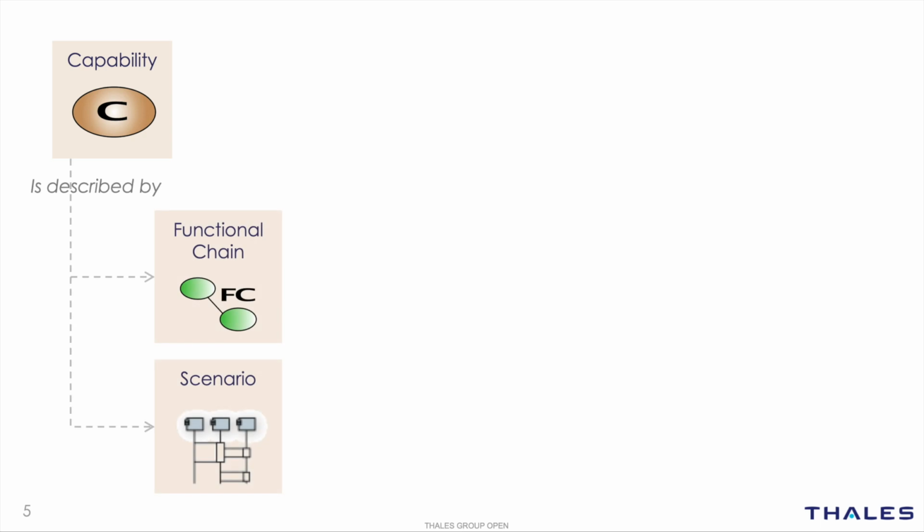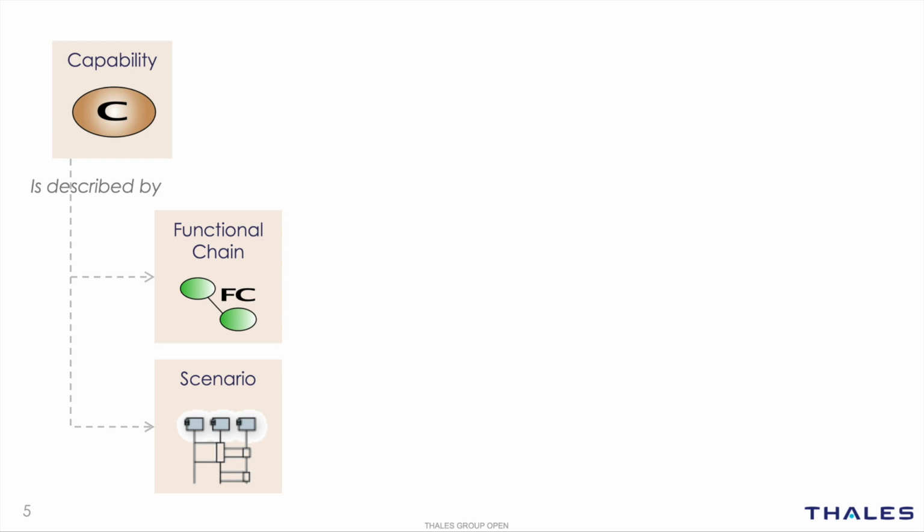The core concepts of Arcadia are extremely simple. It all starts with capabilities that define high-level services provided by the system. What is the system or product able to do? Why is the customer buying it? Capabilities are described by functional chains and scenarios that illustrate specific usage contexts.